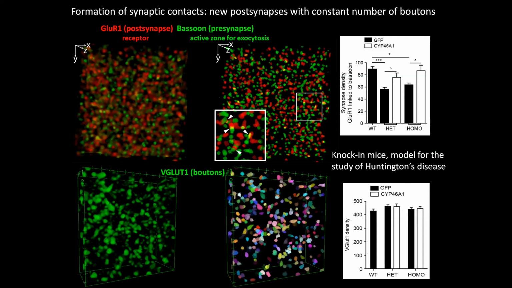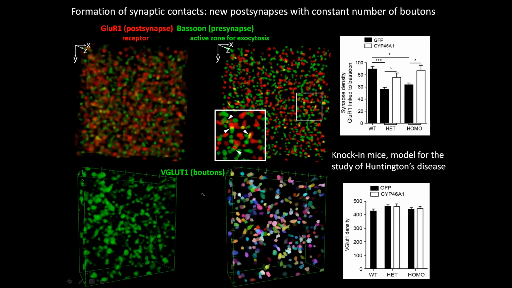Some collaborators were using a tool, the idea was to find some therapeutics, and expressing this enzyme helped to restore, partially at least, the synapse density. So we were really happy. We could see that we can increase synapse density by expressing SIP in the brain.